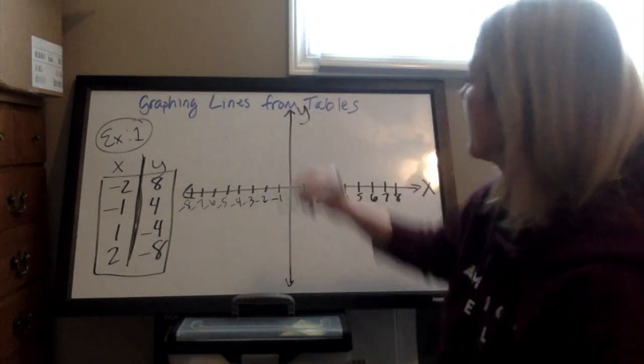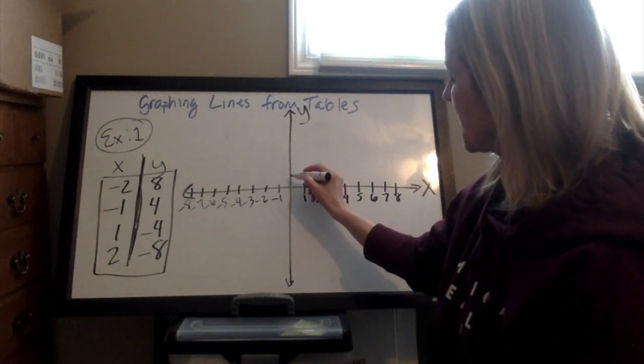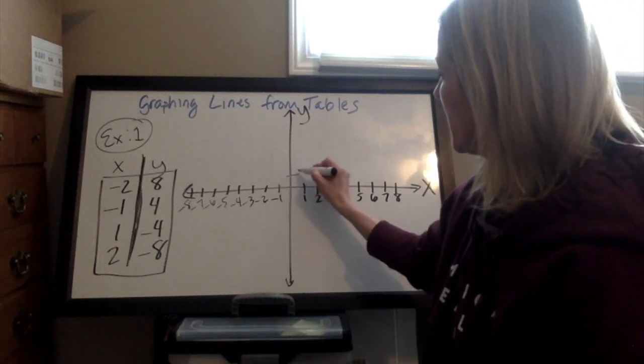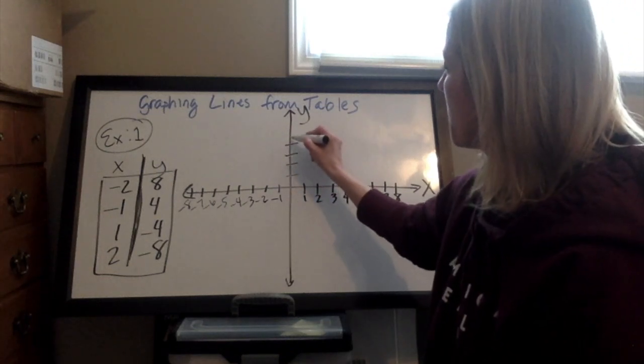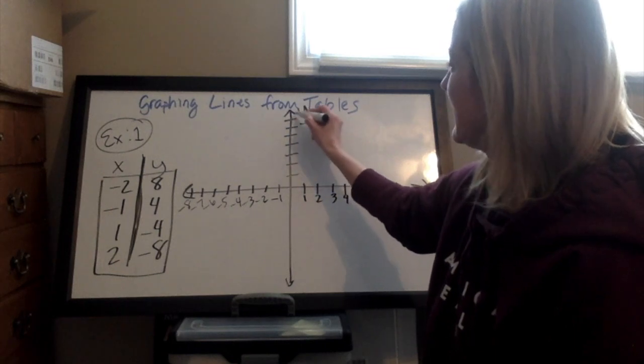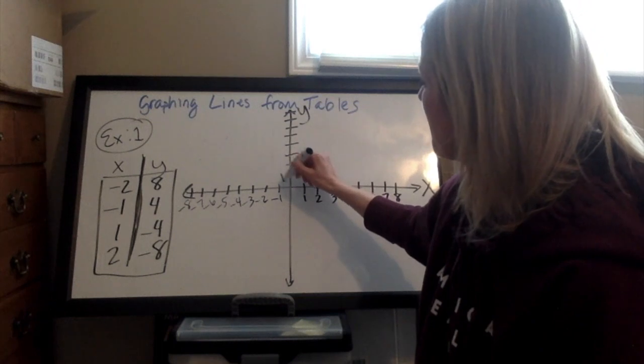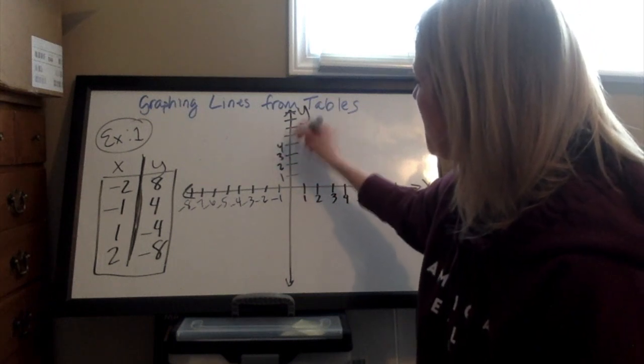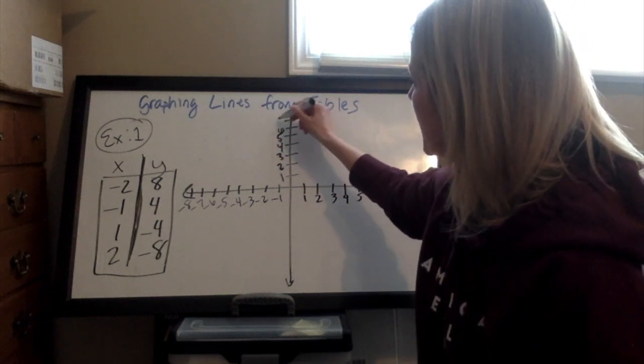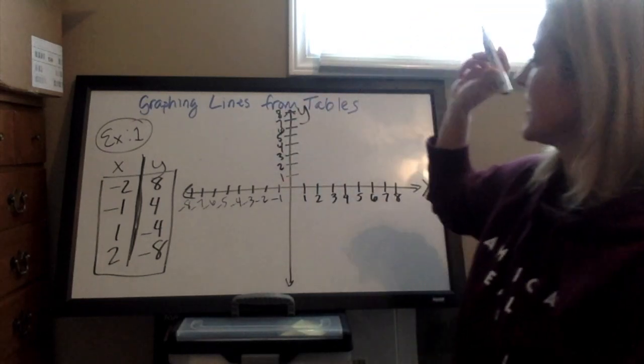Okay, so now I'm going to do the y-axis. I'm going to put a big Y there. So I need to go up to 8. So 1, 2, 3, 4, 5, 6, 7. Ooh, 8. Just squeezed it in there. Okay, so this would be 1, 2, 3, 4, 5, 6, 7, 8.